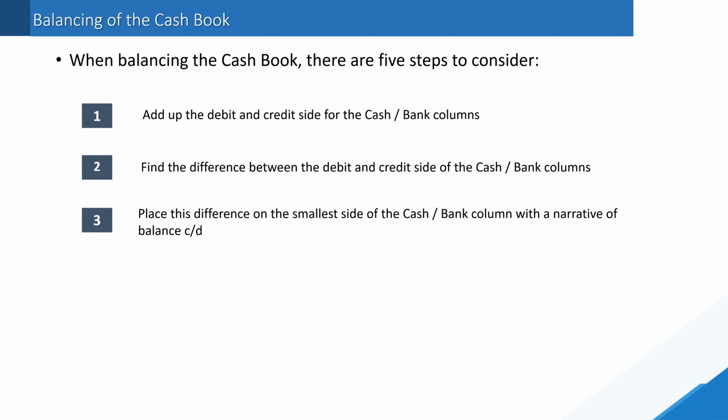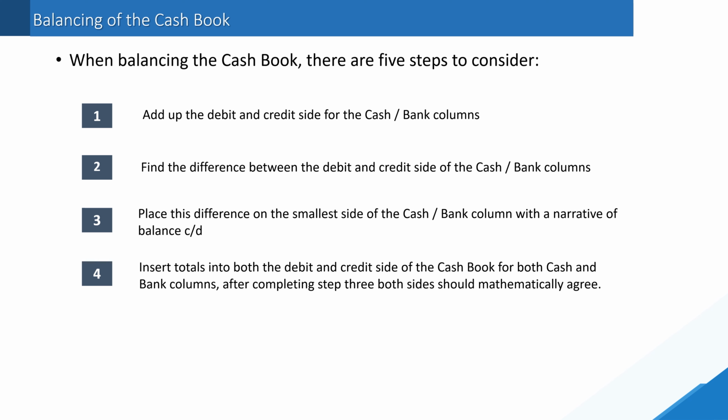With this difference, we will place it on the smallest side of the cash and the bank column. And this will have a narrative of balance carried down, balance CD. And this completes the cash book for the period. Generally, unless the question tells us otherwise, this will have a date at the end of your period, so the 30th, the 31st of the month. Sometimes be careful because this can be different depending upon the instructions of the question.